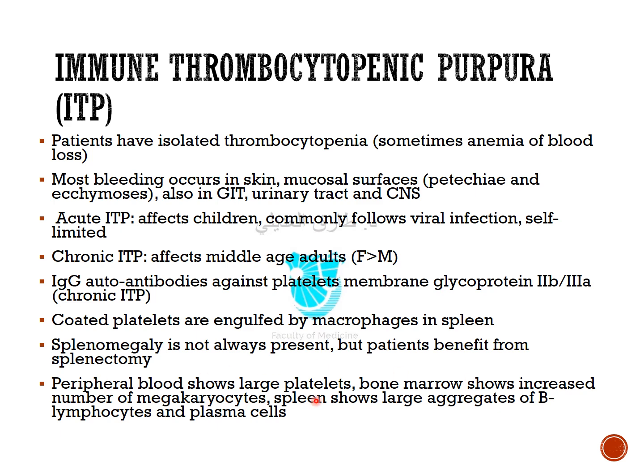So in the peripheral blood, as we mentioned, large platelets, while if we take a biopsy from the bone marrow, we can see the megakaryocytes intact and they are increased in number to compensate for thrombocytopenia. What about the spleen? If we do a splenectomy and we examine it under the microscope, we see large aggregates of B lymphocytes and plasma cells, which are responsible for secreting this autoantibody. So this is immune thrombocytopenic purpura. Okay, purpura means the bleeding in the skin.